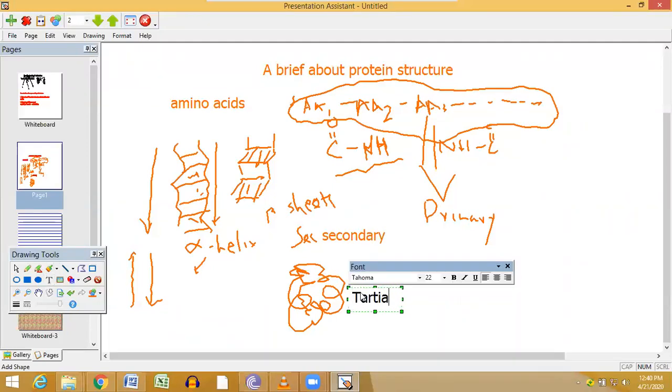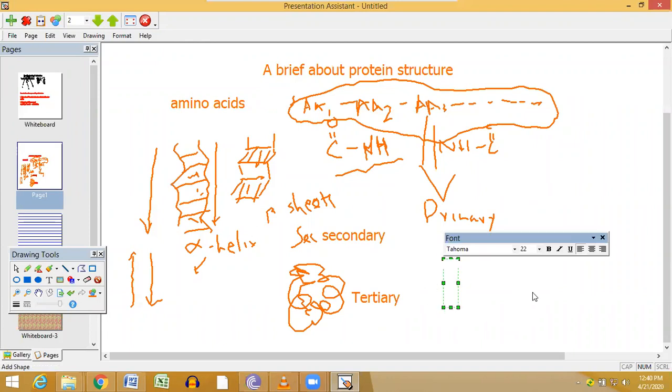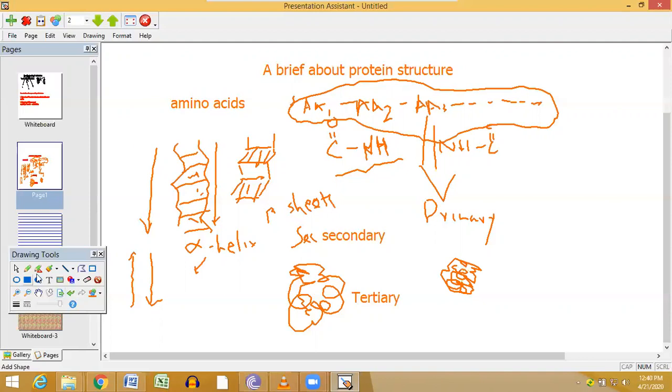This is the tertiary structure. And lastly, we come to the quaternary structure. This is a very compact kind of structure. Quaternary structure is very compact because it is highly ionic, so the molecules are concentrated in a small place because of the ionic interaction. So this is quaternary structure.